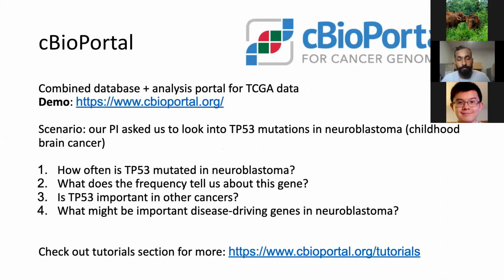The website link is there, cbioportal.org. Let's say we have a scenario. We had the data set Ansley showed us. Our PI says, maybe there's something interesting about TP53 mutations in neuroblastoma, which is a type of childhood brain cancer. So we might want to answer a few questions. I'll walk you through these. Maybe we want to ask, how often is TP53 mutated in neuroblastoma?